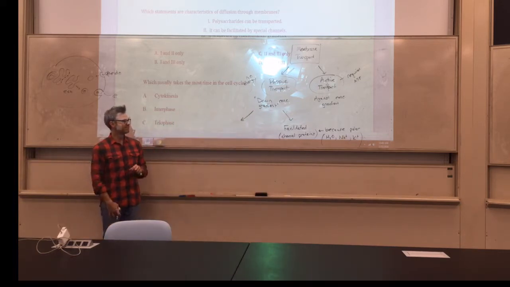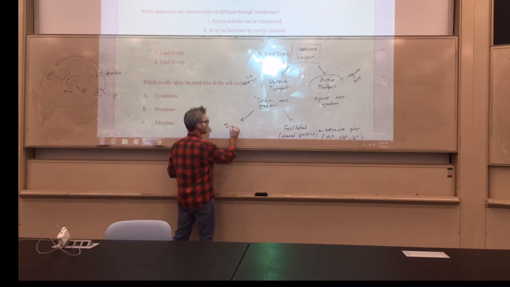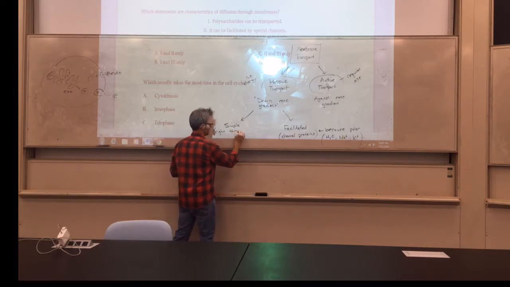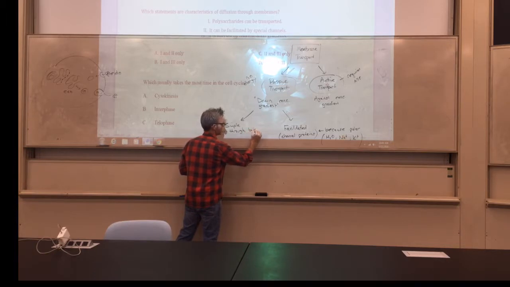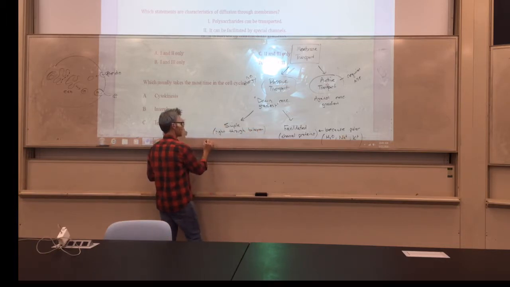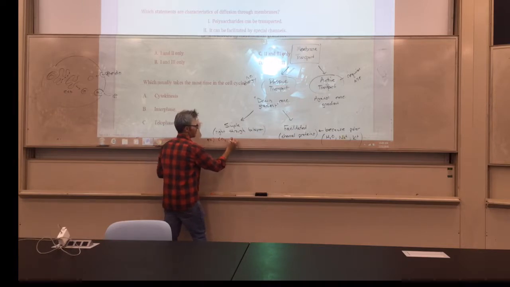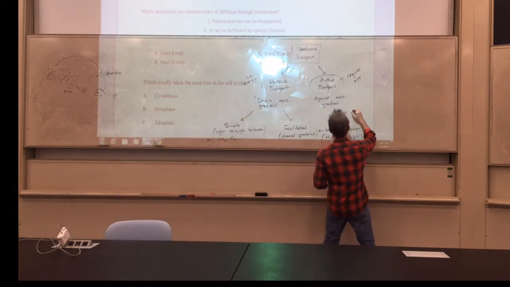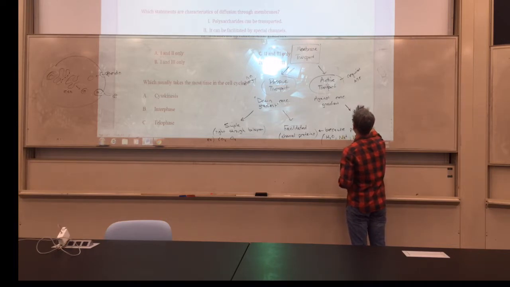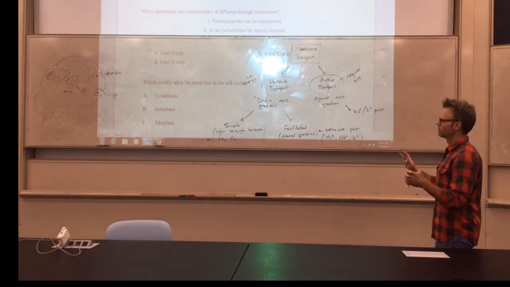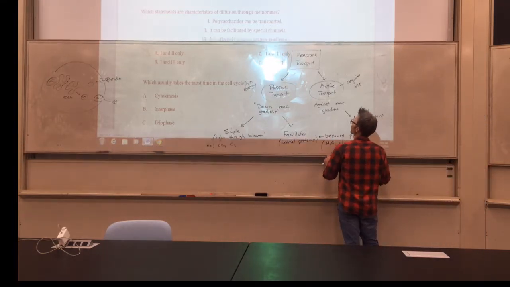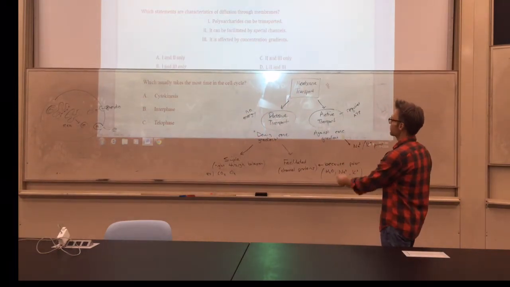Okay, what about no help? Simple. They go right through the lipid bilayer. Examples are CO2 and oxygen, those are ones that go right through. And then active transport, an example can be the sodium potassium pump. Alright, good? So the correct answer was 2 and 3, right? Be helped by special channels, it's definitely affected by concentration gradient.